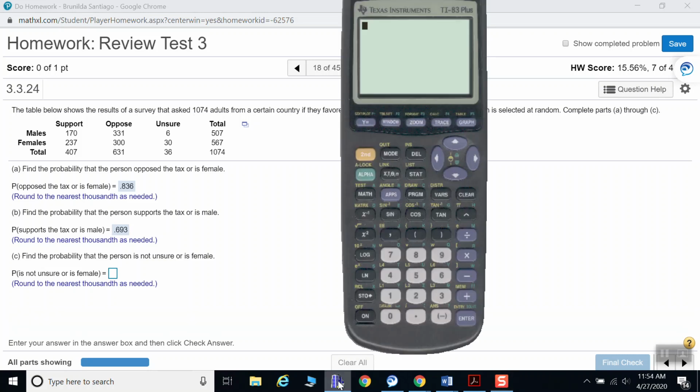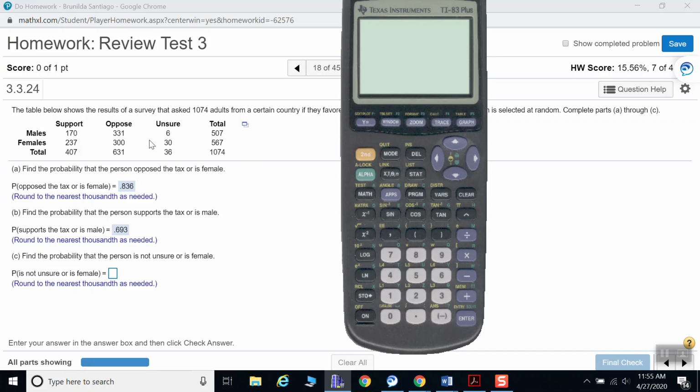Okay, so let me get the calculator. The complement of this is going to be the probability of is not unsure or is a male. The complement is the probability of being unsure and male instead of female. So being unsure and male is 6 out of 1,074. So you look for the intersection of the complement.